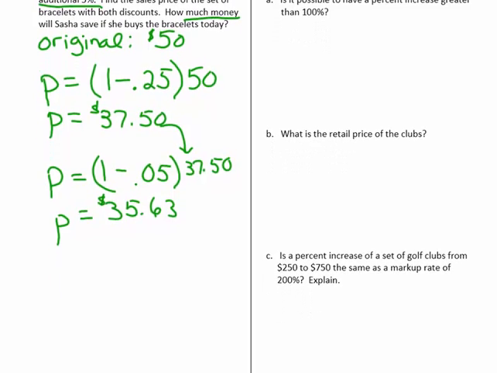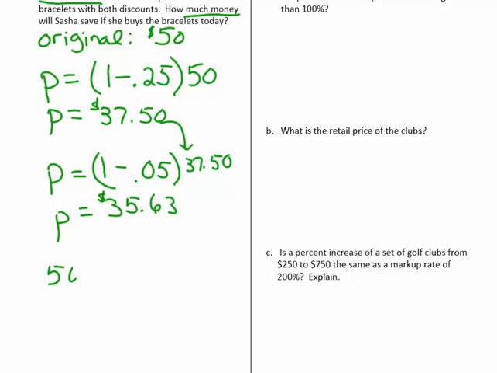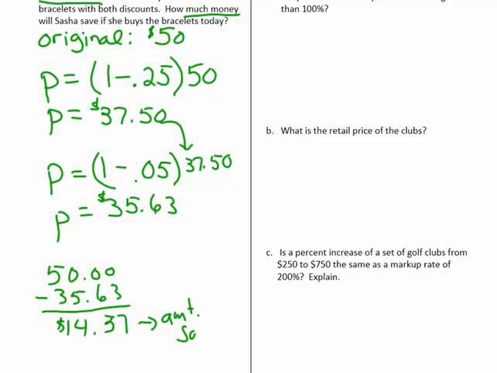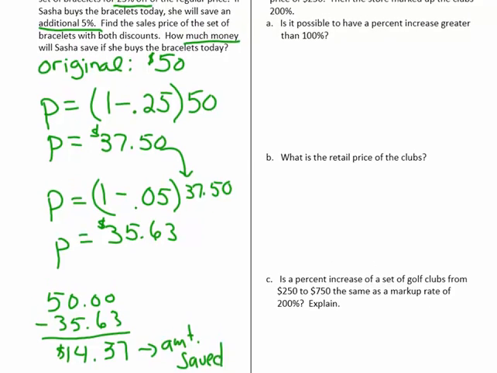The question wants to know, though, how much money did she save? So now I have to do my subtracting, 50 minus my 35.63 is going to give me 14.37. That's your amount saved. All right, let's try another one.